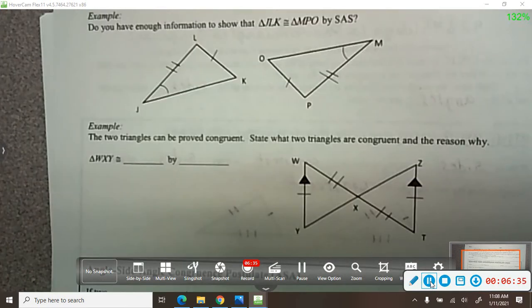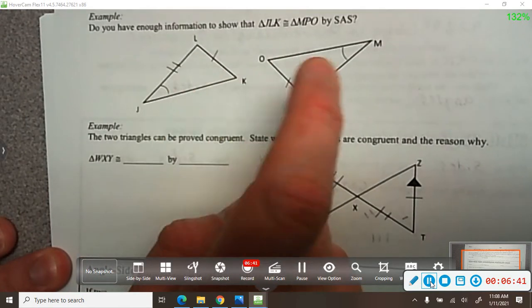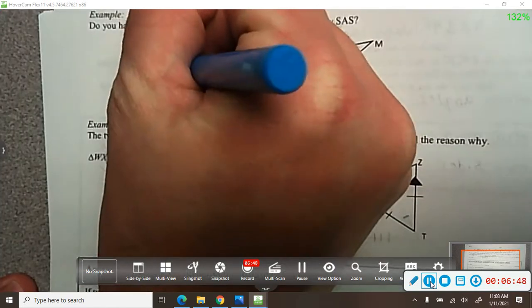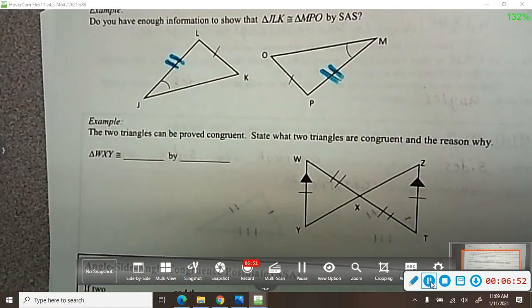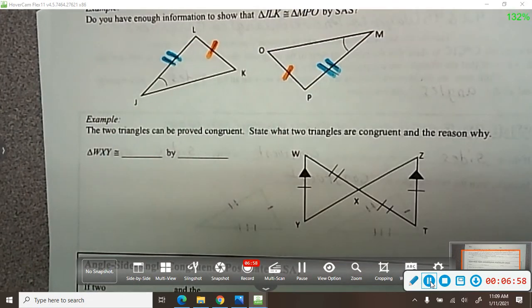So here's an example. Do we have enough information to show that this triangle is congruent to this triangle by the SAS? Well, we know that this side equals this side, and by their markings, we know that this side equals this side. So can I use SAS? And the answer is no.